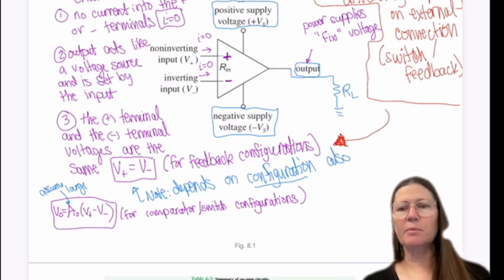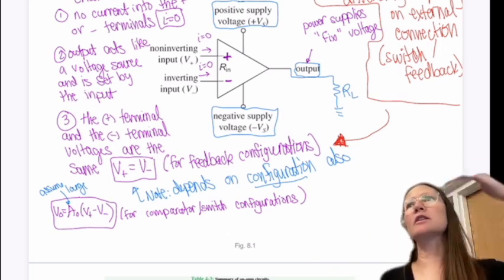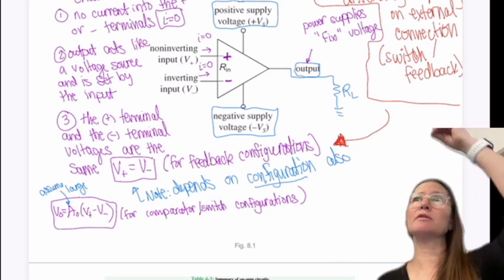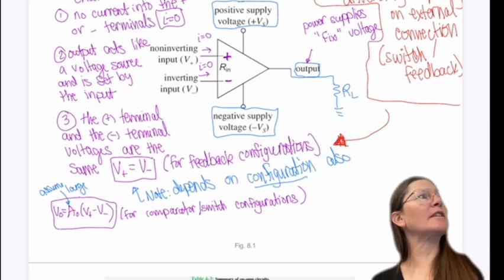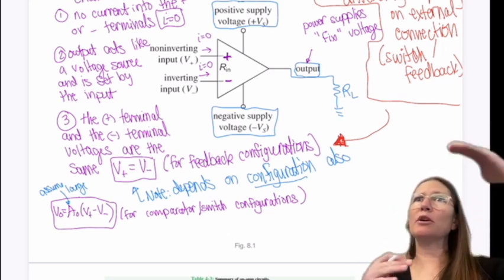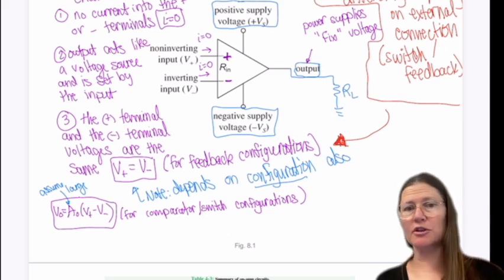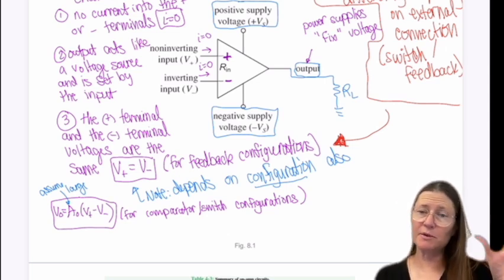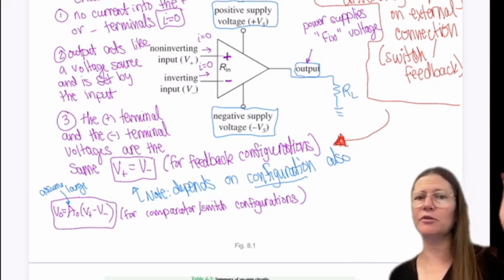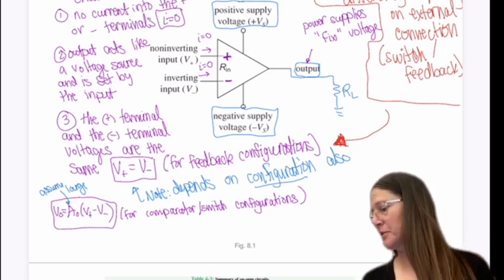Then it will take the positive side minus the negative side, and whichever one is greater, it will then hit the rail value of that one. So if the rail is 15 volts and this ends up being positive, then you'll get plus 15. If the other rail is negative 15 and you get a negative number here, you'll get the negative 15. Then for the feedback configuration, your V positive is going to equal your V negative, those 2 input terminals. You use that to solve for the output.